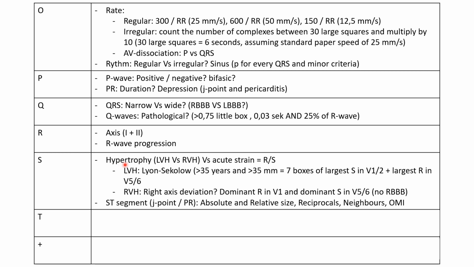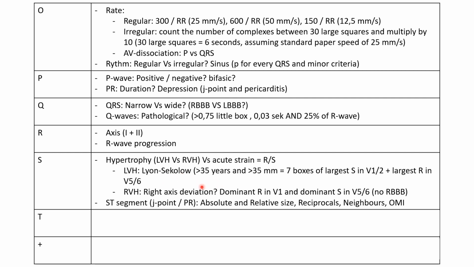Then for S, we look at hypertrophy. R and S is kind of how we measure hypertrophy. And you have left hypertrophy and you have right hypertrophy, left and right ventricle hypertrophy, which should be said. The atrial hypertrophy may be seen in the P wave, right? But for left ventricle hypertrophy there are lots of rules, and the one I use and the most popular, but probably not 100% sensitive or specific, is the Sokolow-Lyon criteria.